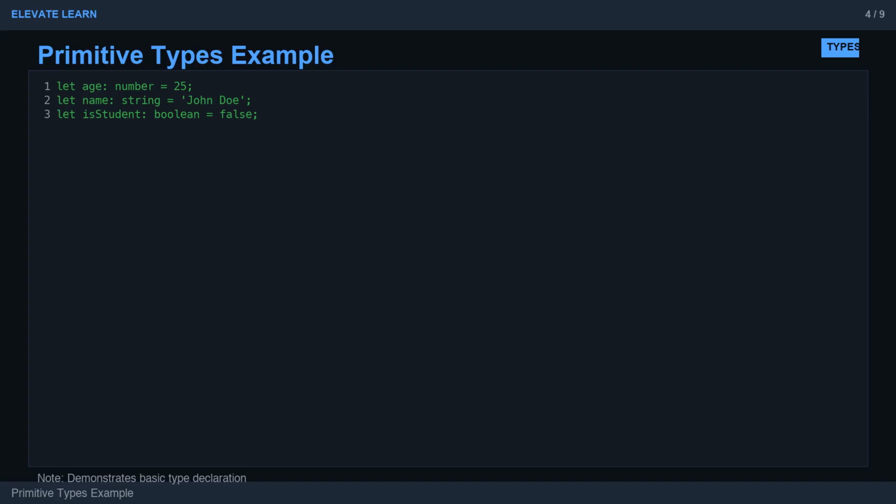Welcome to our lesson on primitive types in TypeScript. As we dive into the basics of TypeScript, let's look at how these fundamental data types are used. Here's a quick example. This line declares a variable called age and assigns it the value 25.